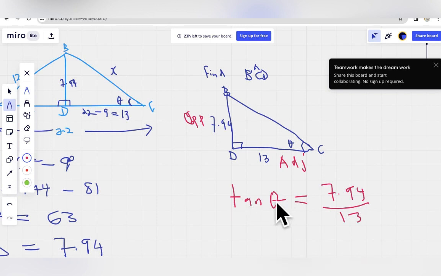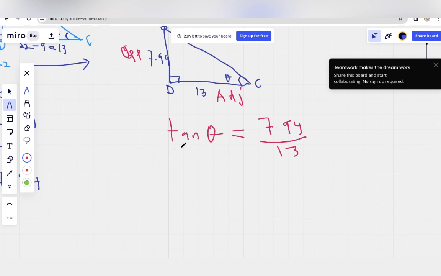Since you're looking for theta, you just divide both sides by tan, so you have theta left alone. And when you divide this side by tan, it becomes tan inverse. I showed that in the previous case, how it became inverse. Tan inverse means tan raised to power -1. So theta equals tan inverse of 7.94 or 7.9 over 13. You divide this on your calculator and press the tan inverse.